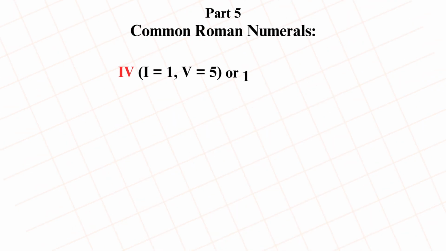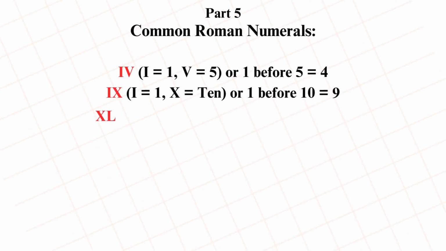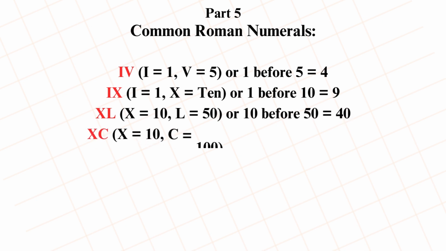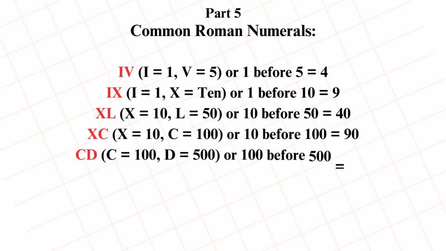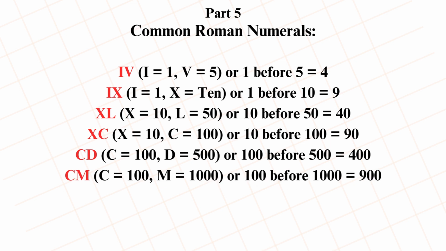5. Common Roman numerals. IV, or 1 before 5, equals 4. IX, or 1 before 10, equals 9. XL, or 10 before 50, equals 40. XC, or 10 before 100, equals 90. CD, or 100 before 500, equals 400. CM, or 100 before 1000, equals 900.